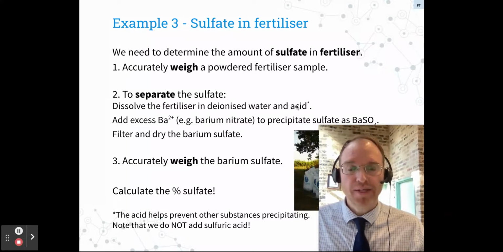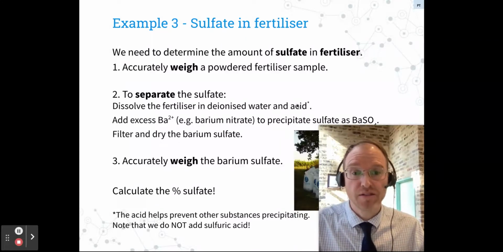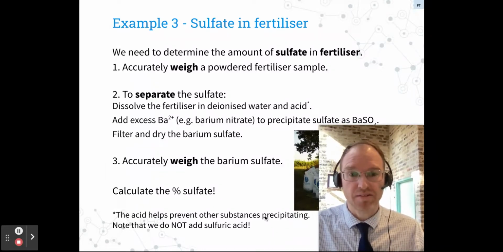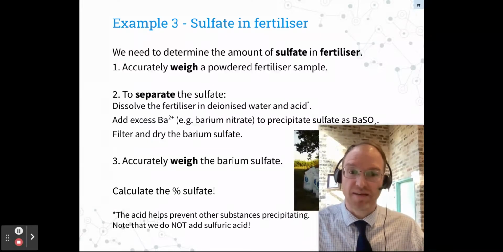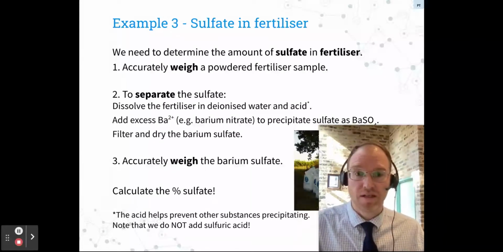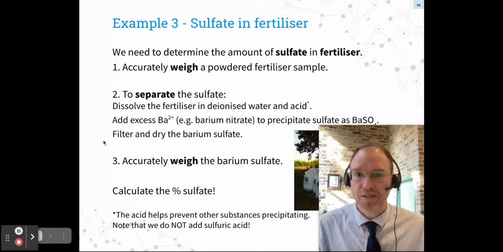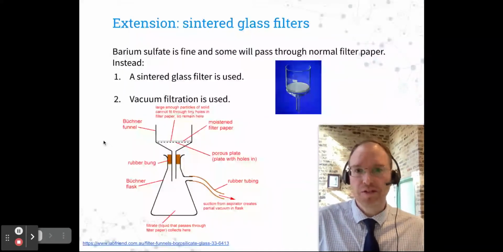There's a little note there. Often we add acid as well when we're dissolving our fertilizer, and the presence of the acid can stop other substances from precipitating. Carbonates will react with the acid, so they're not a problem anymore. It can make it more accurate. You'll only have the sulfate as your precipitate. So that's the basic process. There are a few little tricks for this one.